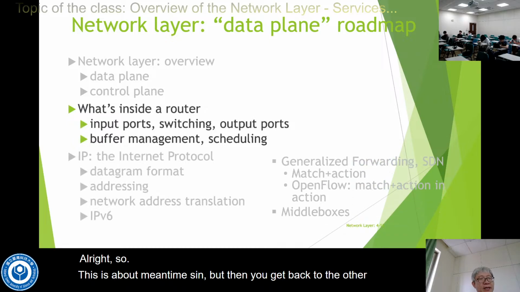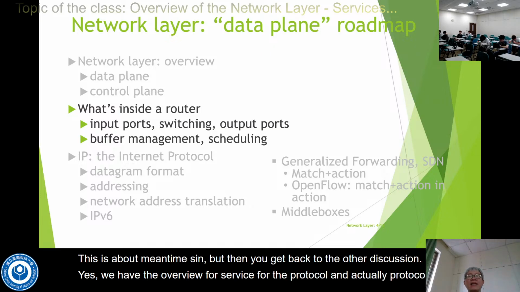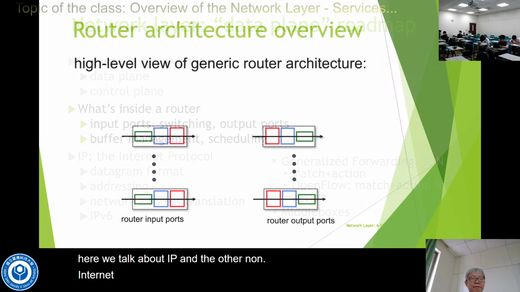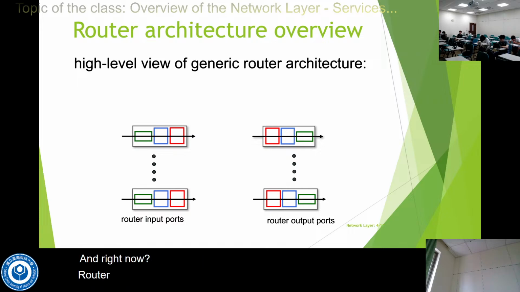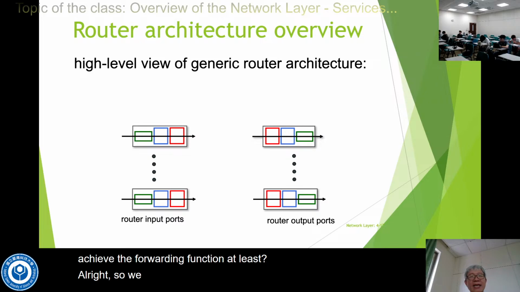Alright, so this is about the midterm exam, but then we get back to the other discussion. Yes, we have the overview of service for the protocol. Actually, protocol here we talk about IP and other non-internet protocols, for example, ATM. And right now we check the router. Since we need the function of a router, how can a router achieve the forwarding function at least? Alright, so we have the following high-level view of the generic router architecture.